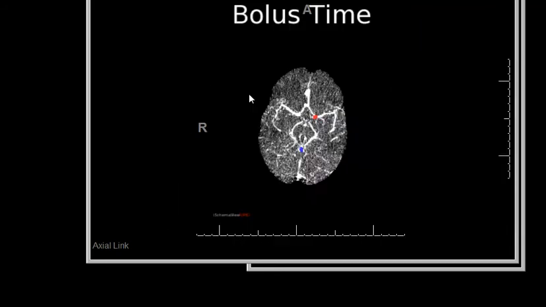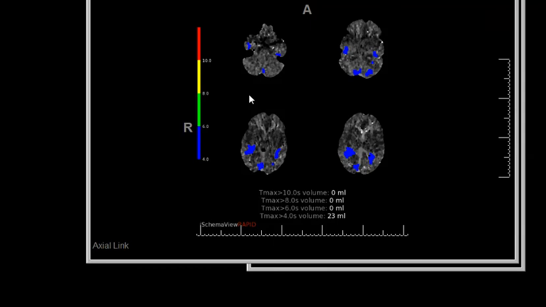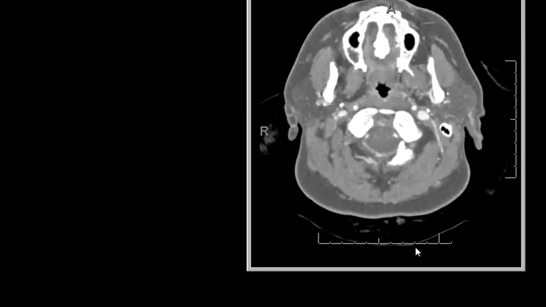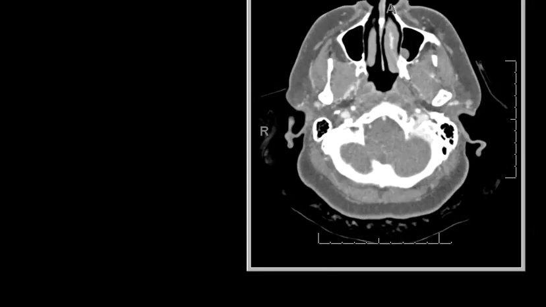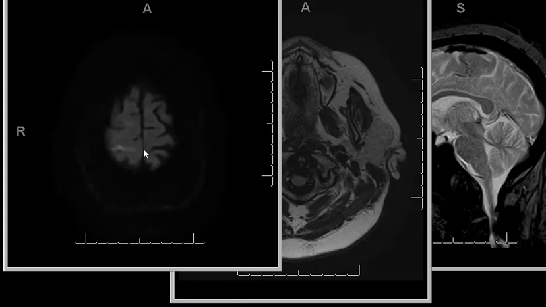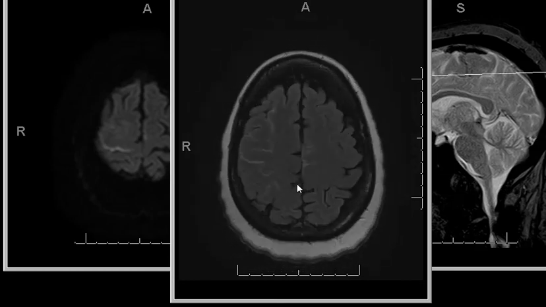Perfusion images look fine. Quality is good. No perfusion abnormality and no dead infarction core, and the CTA showed no filling defect in the main arteries, in the large vessels. Looks okay. The subarachnoid hemorrhage is better seen on diffusion images and the FLAIR images.